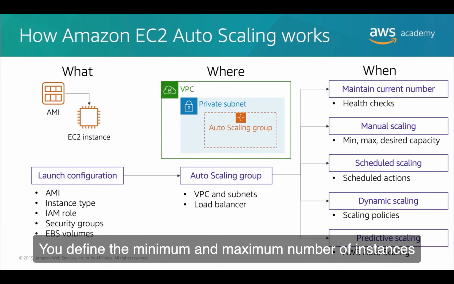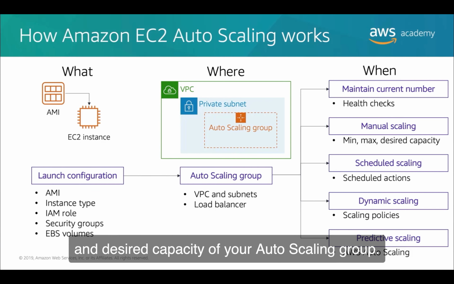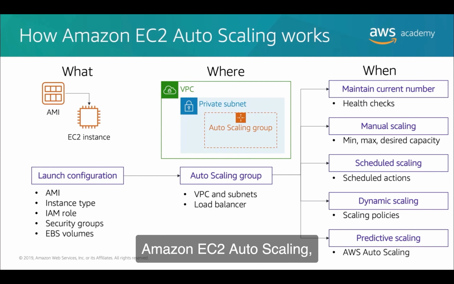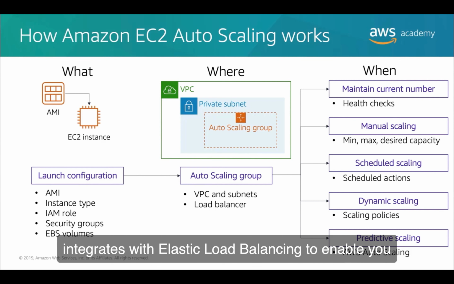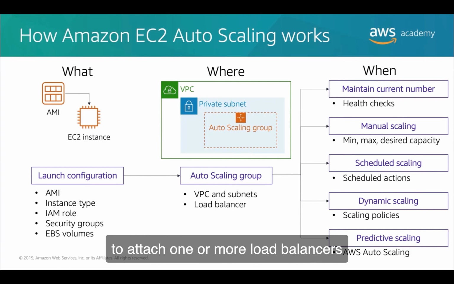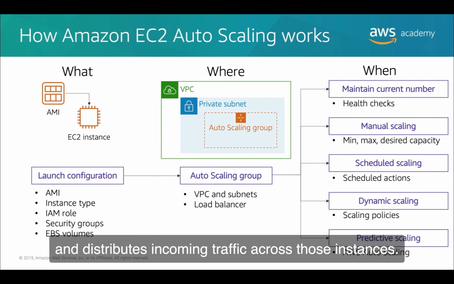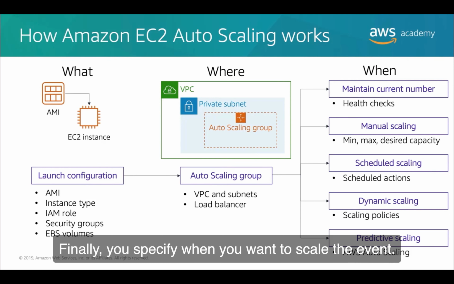You define the minimum and maximum number of instances and desired capacity of your Auto Scaling group. Then, you launch it into a subnet within a VPC. Amazon EC2 Auto Scaling integrates with Elastic Load Balancing to enable you to attach one or more load balancers to an existing Auto Scaling group. After you attach the load balancer, it automatically registers the instances in a group and distributes incoming traffic across those instances. Finally, you specify when you want to scale the event.